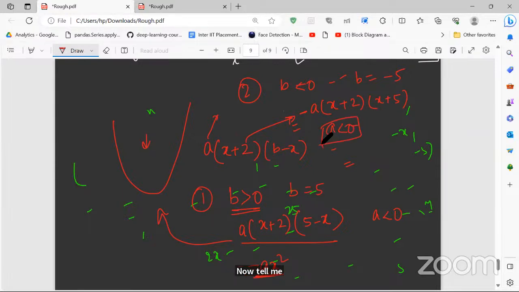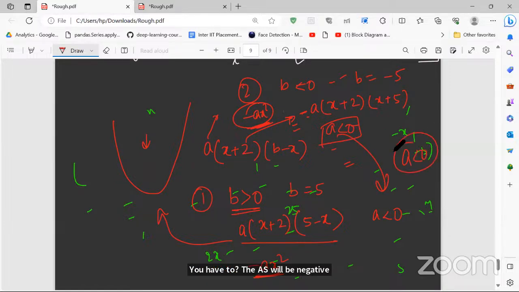Yes, sir, negative. Because here also you are getting x square as negative. So to make it positive, A should be negative. So from both conditions you are getting A as negative. For any value of B, A should be negative. Is it not? Yes, sir.